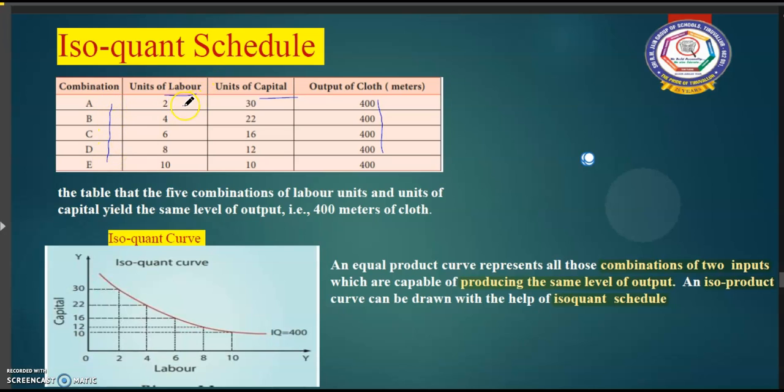Combination A, 2 units of labor and 30 units of capital. In combination B, 4 units of labor and 22 units of capital. In combination C, 6 units of labor and 16 units of capital. In combination D, 8 units of labor and 12 units of capital. And in combination E, 10 units of labor and 10 units of capital. All these combinations give the same result, that is 400 meters of cloth.